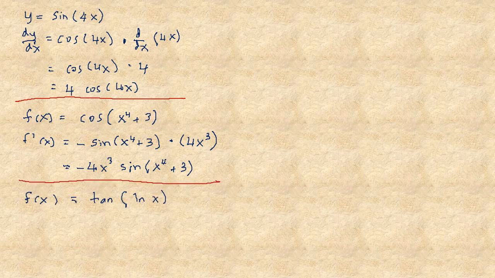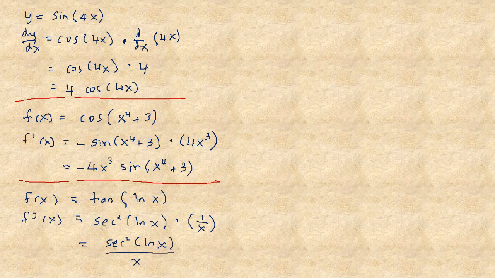Alright, let's try the next example. f(x) equal to tangent of ln x. So f prime x equal to, first we differentiate tangent, we will get secant squared. Secant squared, and then we write their function ln x, and then multiply by the derivative of the function ln x. Remember, differentiate ln x, we will get 1 over x. Or we can write secant squared of ln x over x.